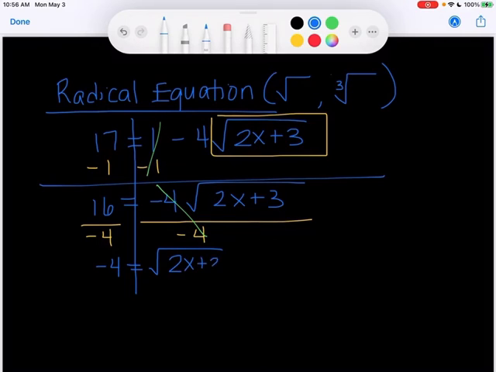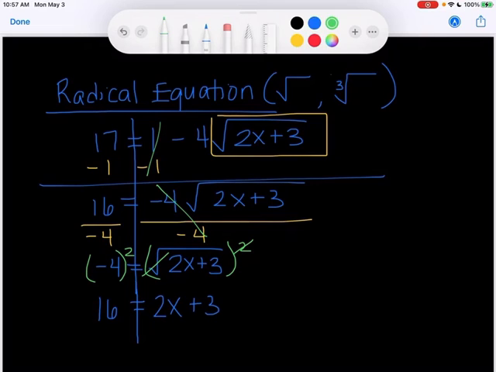Now, when you take the square root of a number, you can never get a negative. So it's not possible to get a solution here. I can't take the square root of anything and get negative 4. But let's say that you kept going. At this point, you'd square both sides so that these cancel out. And negative 4 times negative 4 is 16 equals 2x plus 3. And then we just keep solving, so I'm going to subtract 3 from both sides. And I get 13 equals 2x. And then last step would be to divide by 2. So I get x equals 13 halves.